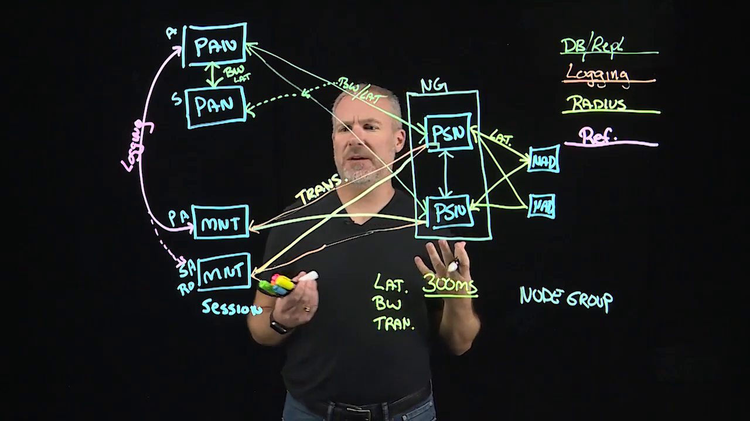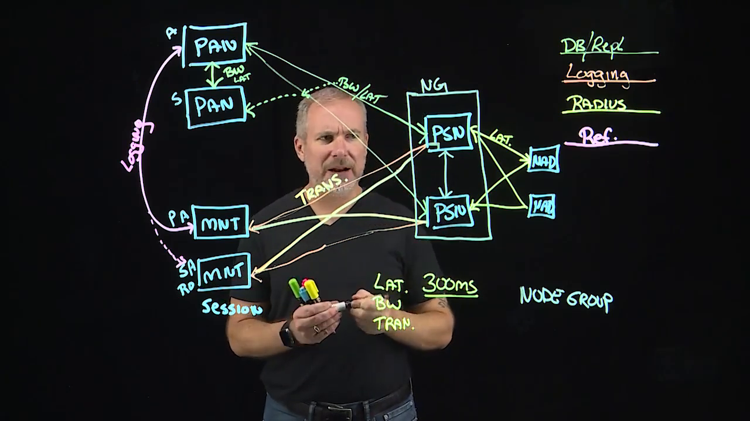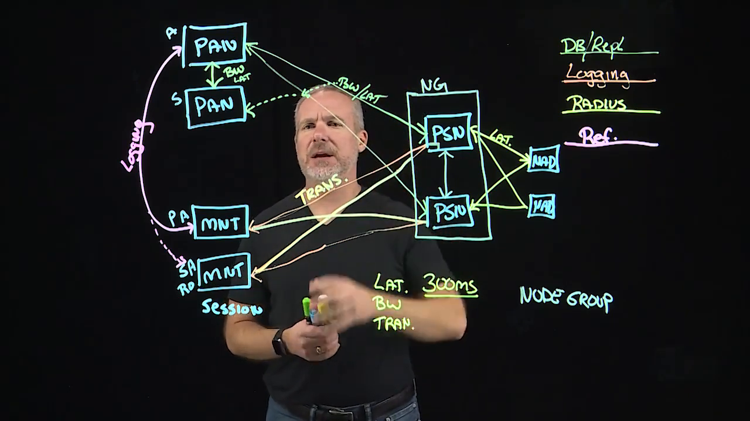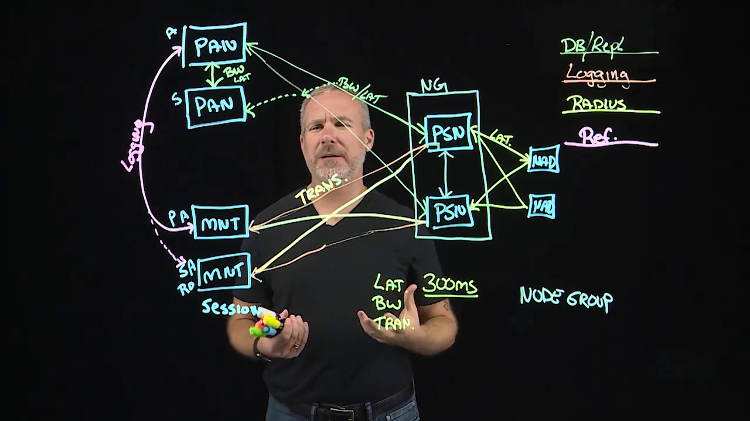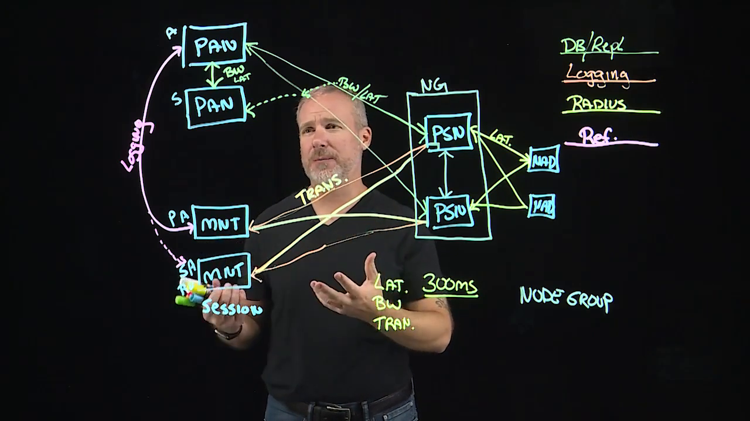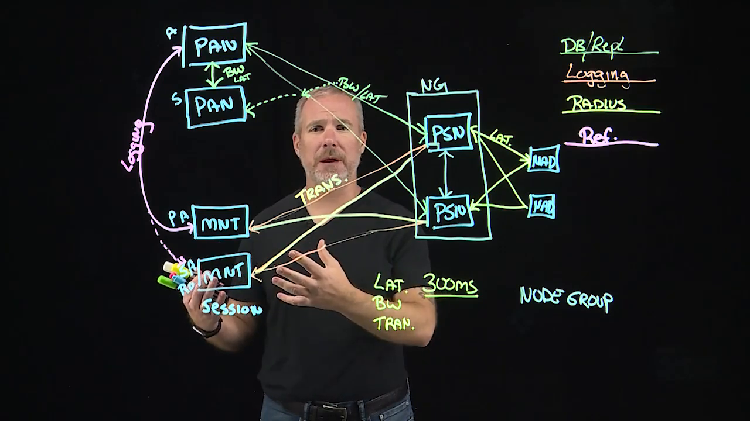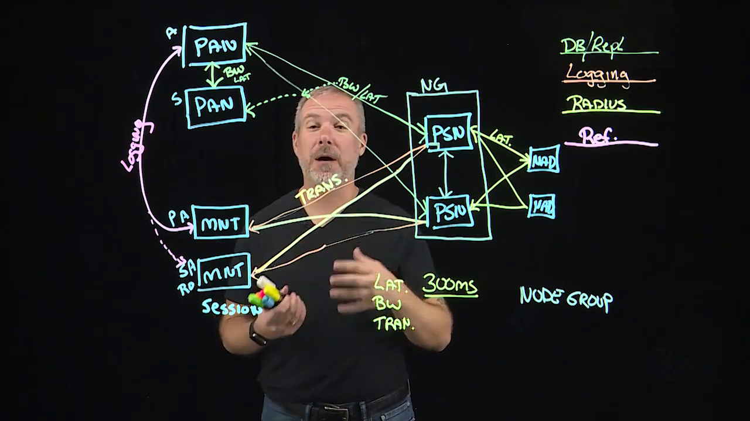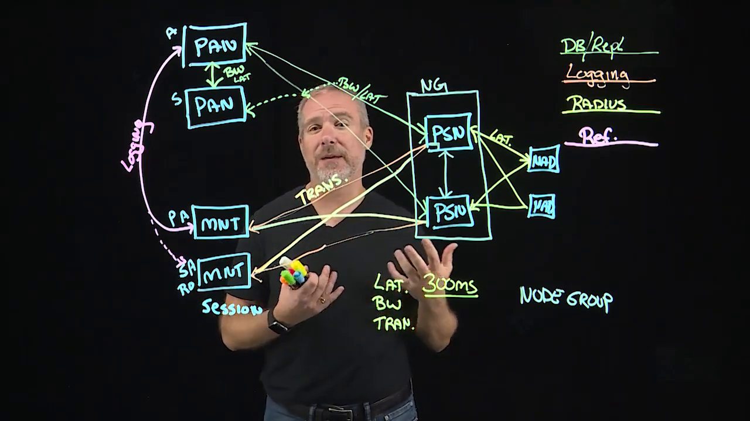So hopefully this has given you an idea of the data flow in an ISE design and what you should think about to make sure that not only on a daily basis or a normal operating perspective things are behaving appropriately, but when things fail that they're also going to behave appropriately and not impact the end users.